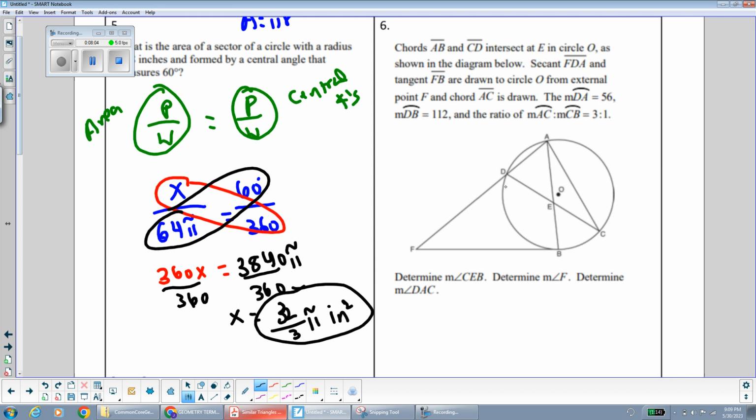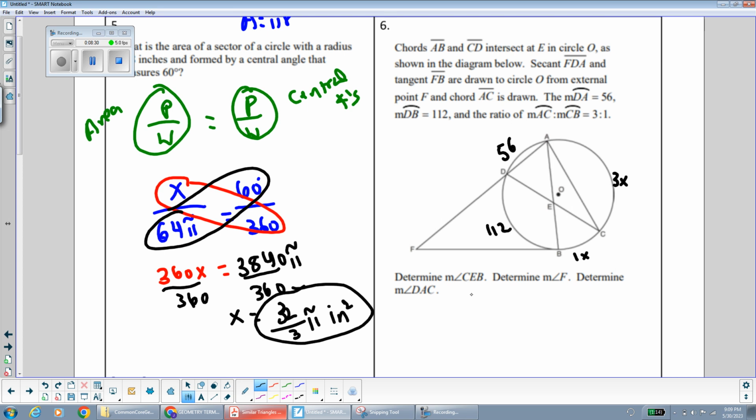Over here, we know that arc DA is 56. We know that arc DB is 112. And we know the ratio of arc AC to arc CB is 3 to 1. So arc AC is the 3 part of the ratio, and arc CB is the 1 part of the ratio.